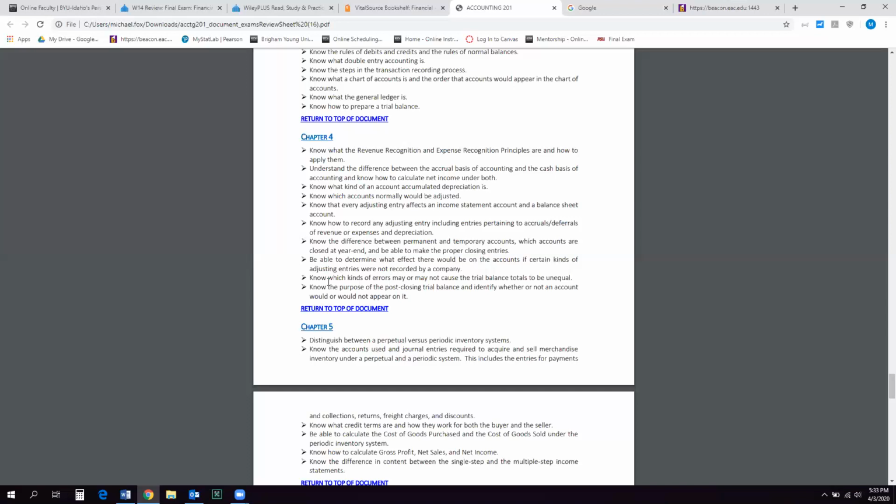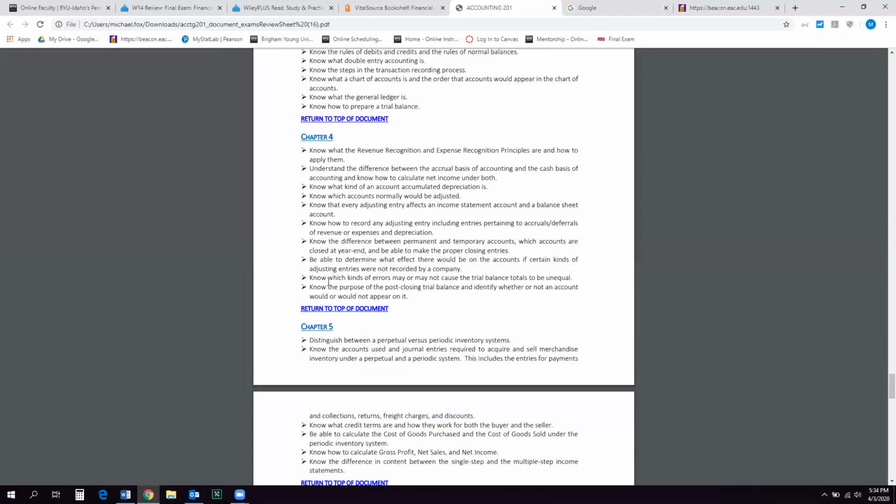Know which kinds of errors may or may not cause the trial balance totals to be unequal. Really, you just have to recognize that any error that affects one side, the debit side or the credit side, and not the other, is going to make it unequal. Whereas an error that affects both sides in the same way is going to make it equal. That's really all you can do to prepare for that, is understand your journal entries well enough to know which accounts are impacted, and then understand if they have a debit or a credit balance. Anyway, so that's what you have to prepare for that one.